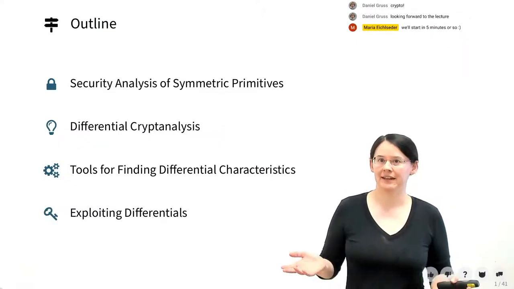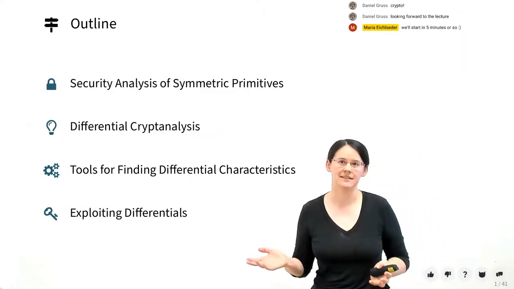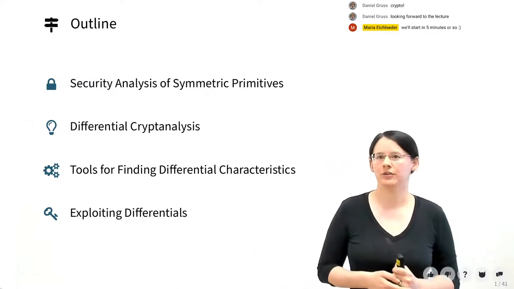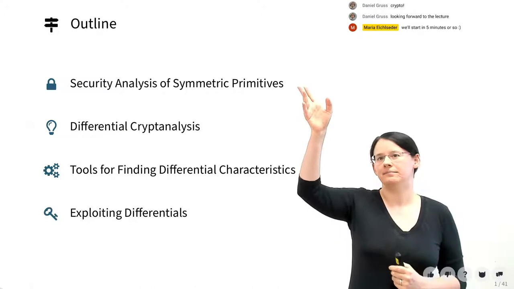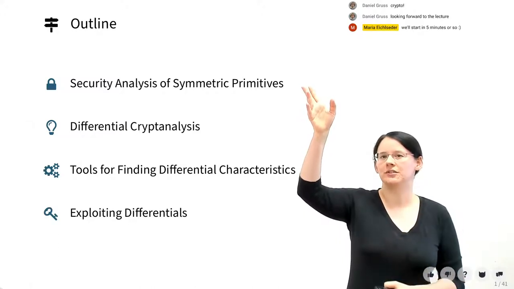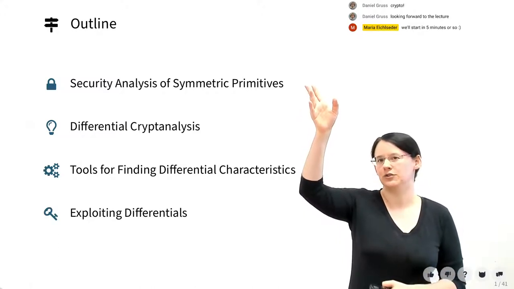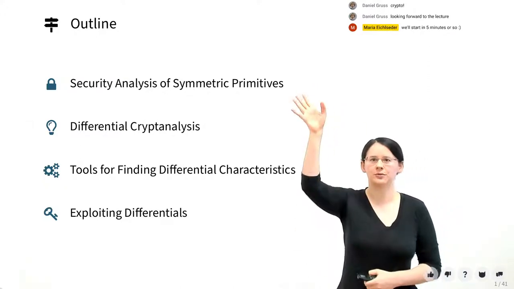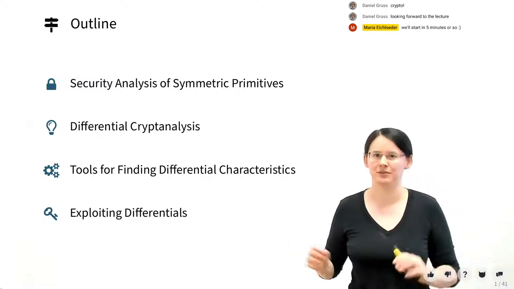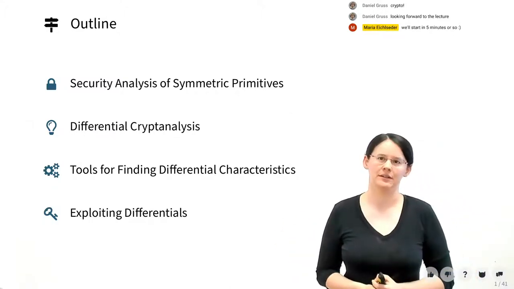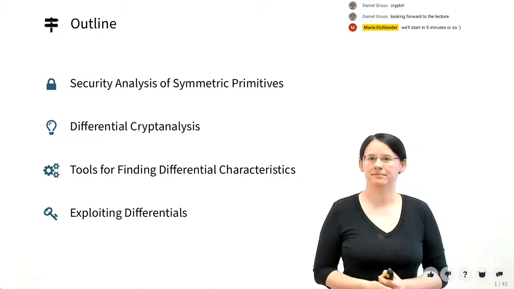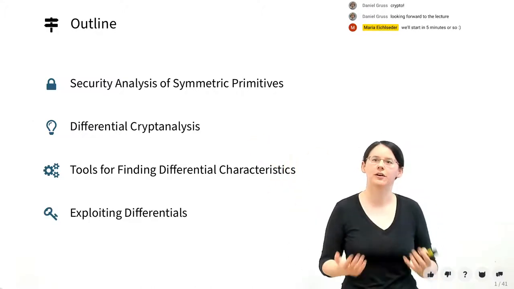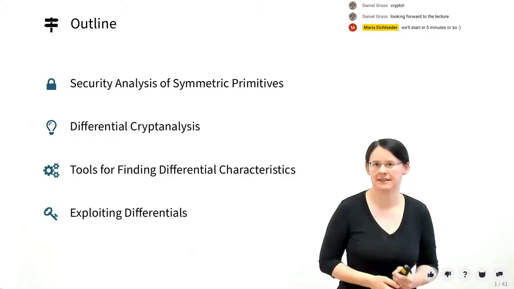So the plan for today is the following. Since this is the first lecture on symmetric cryptography, I want to first recap a bit some general things we should have in mind when analyzing symmetric cryptographic primitives like block ciphers. So I just want to recall some terminology here, some pictures to remind you all what we are talking about. Then we want to look at the basic definition of differential cryptanalysis and the notion of differences and characteristics.